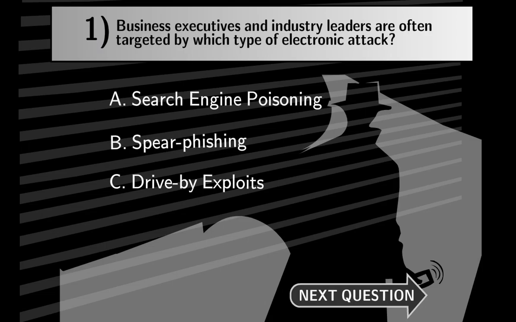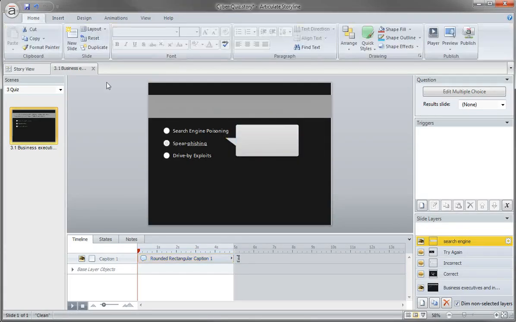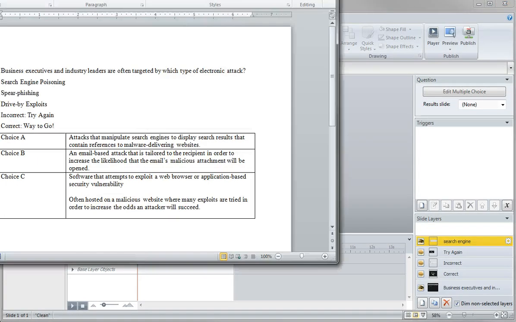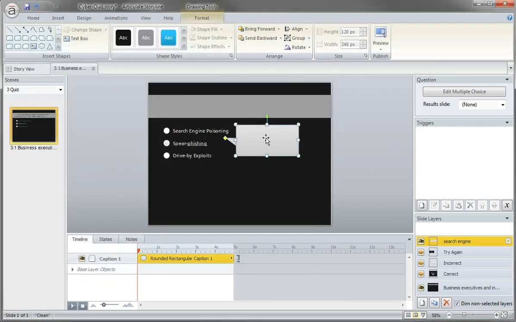Probably need to format it. It's a little darker, right? So maybe just make it gray. Yeah, that'll work. And if I jump back over to the script real quick, I'll just grab the quick definition here for that first choice. And I could put text on a separate layer, or I can paste it inside of here.